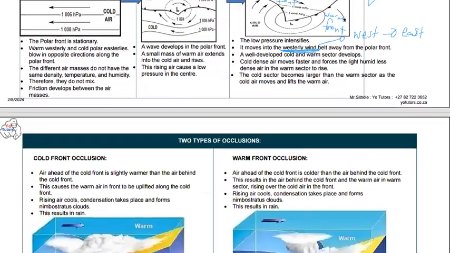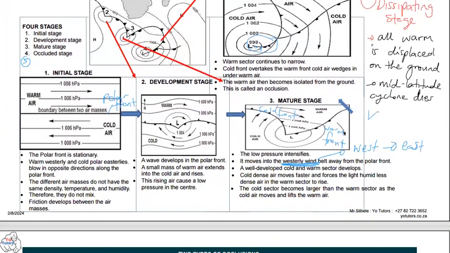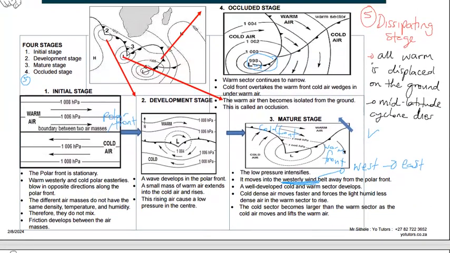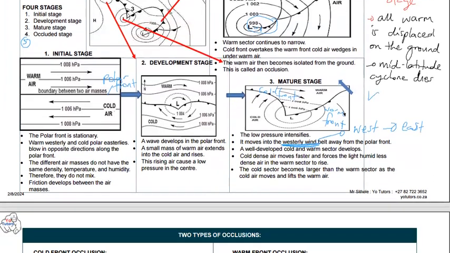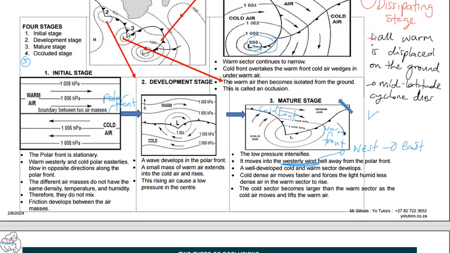Okay. Now, the last stage here is the dissipating stage, in which all the warm air is displaced from the ground. Now the mid-latitude cyclone, since there is no more warm air being raised, means there won't be clouds being formed and there won't be rain. So this is our dissipating stage, and the cyclone will die once all the warm air is lifted up.